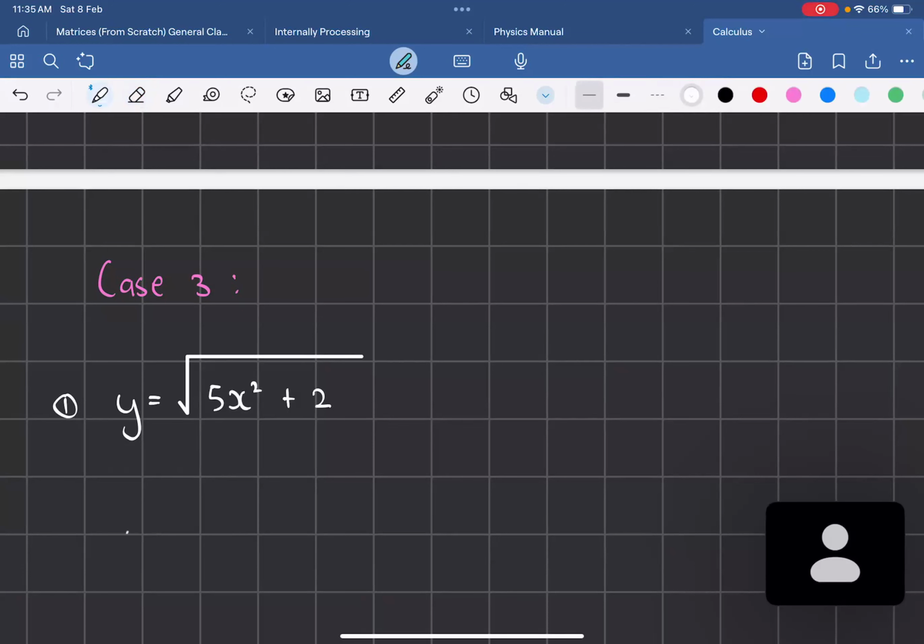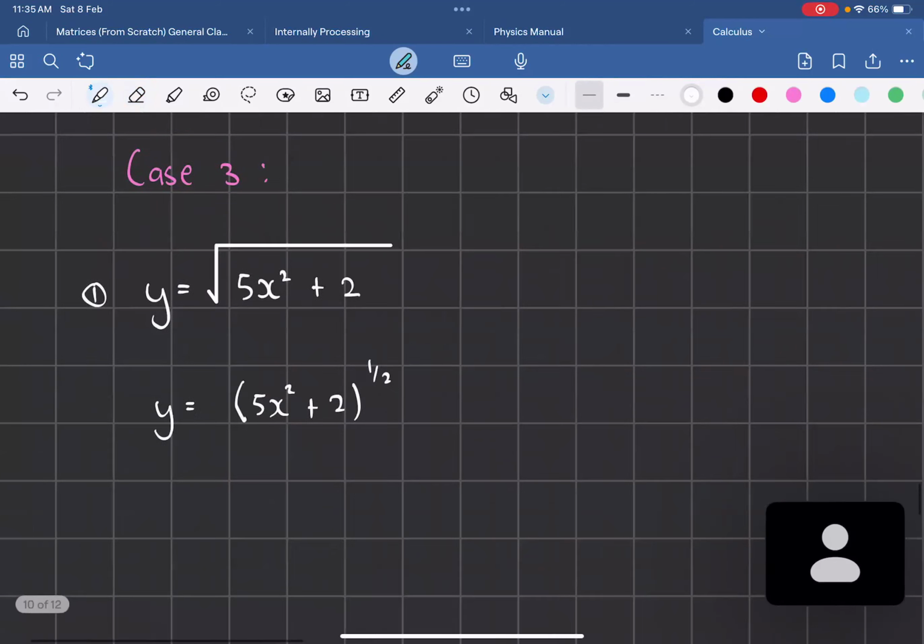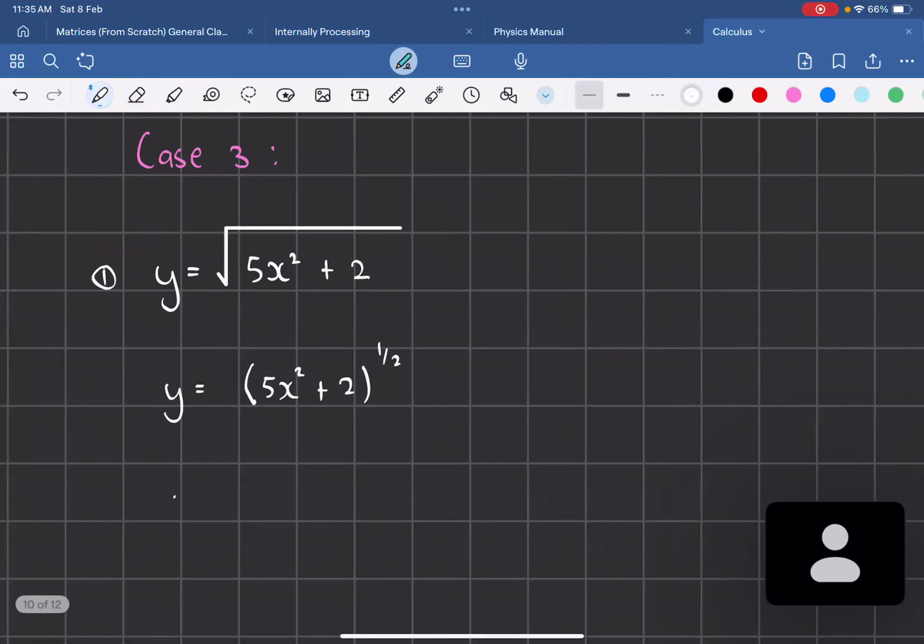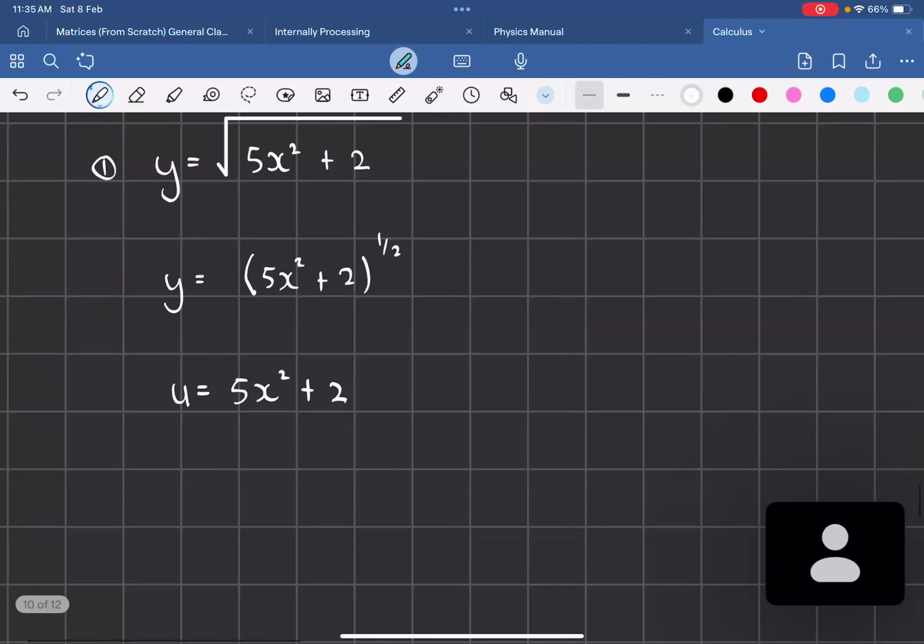So the second line should be y is equal to 5x squared plus 2, to the power of half. Now, you know what is going on, right? We're going to say u is equal to 5x squared plus 2. It's always the thing inside the brackets, right? And if u is equal to 5x squared plus 2, what are we going to say y is equal to, Kiara?